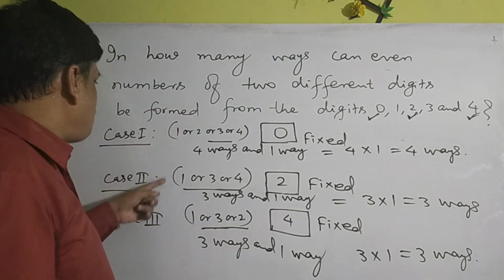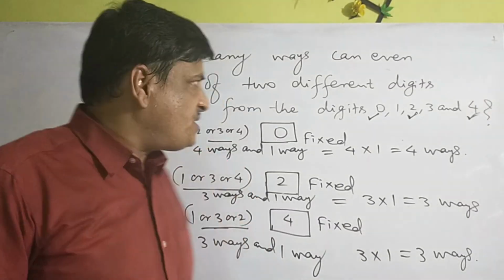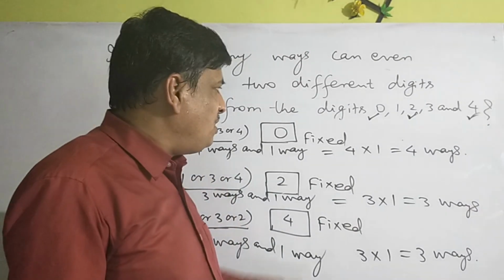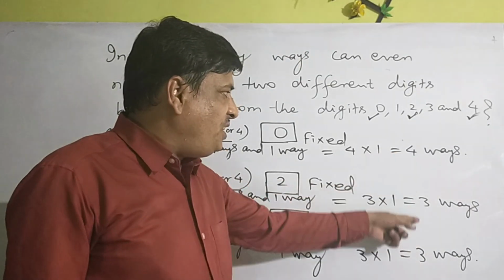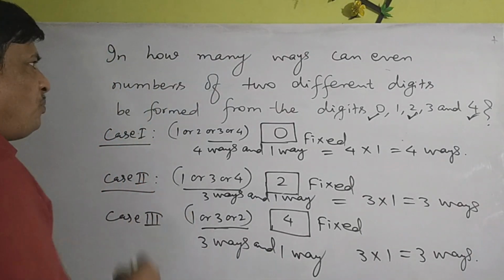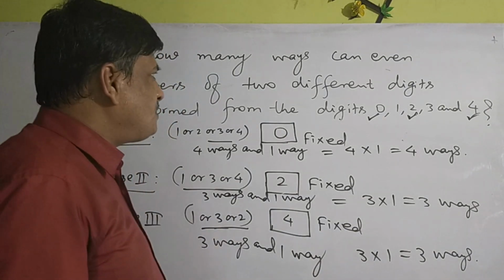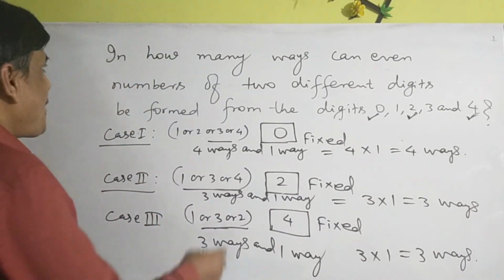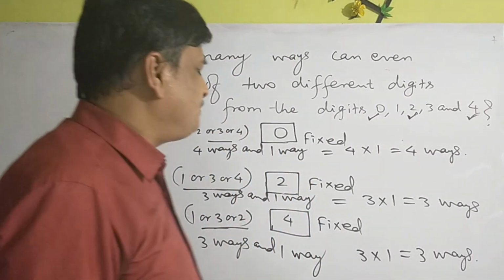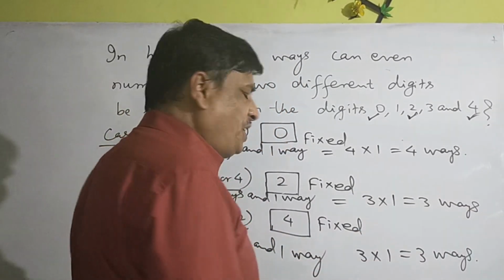So either the first case or the second case or the third case is possible while forming the even numbers from the digits 0, 1, 2, 3, 4. That's why we add these: 4, 3, 3. So the total number of ways of forming even numbers of 2 different digits is 10. 4 plus 3 plus 3, that is, the total number is 10.